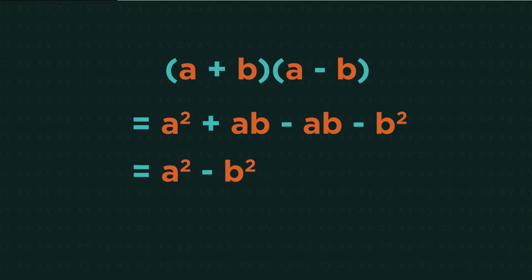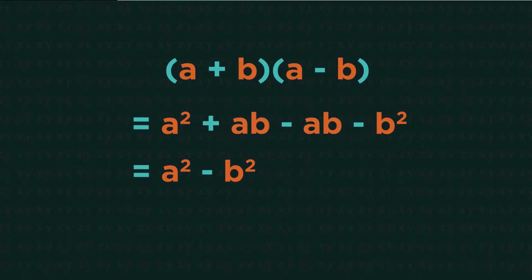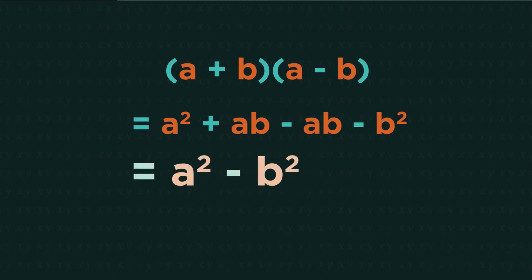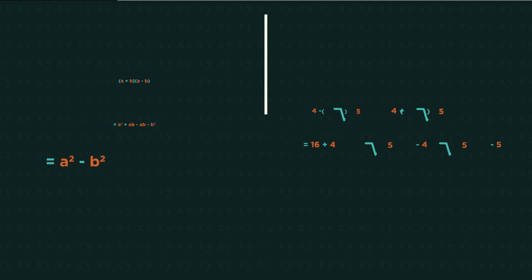We would get a squared plus ab minus ab minus b squared. And the plus ab and minus ab would cancel each other out, leaving us with just a squared minus b squared. This is exactly what we want to do here. We want to cancel out the surds.